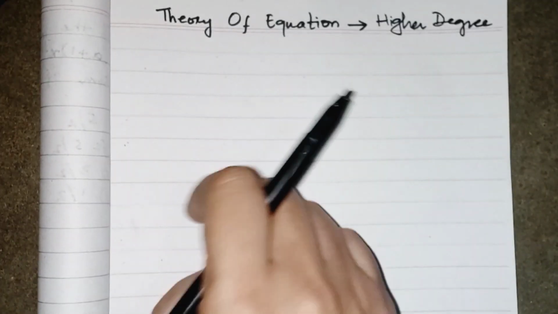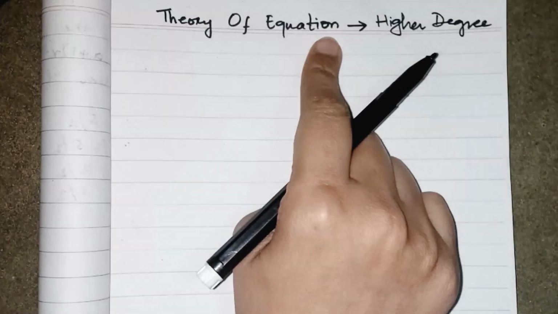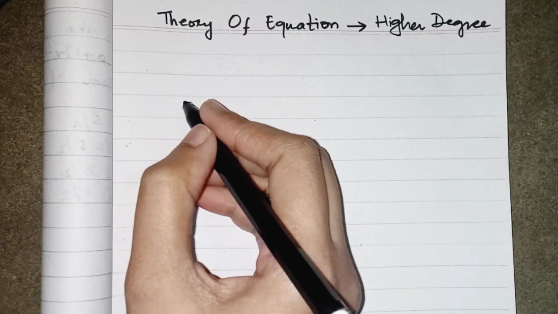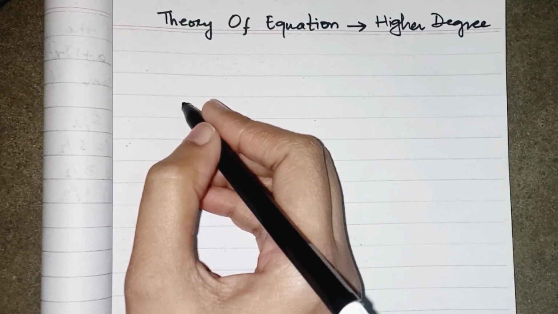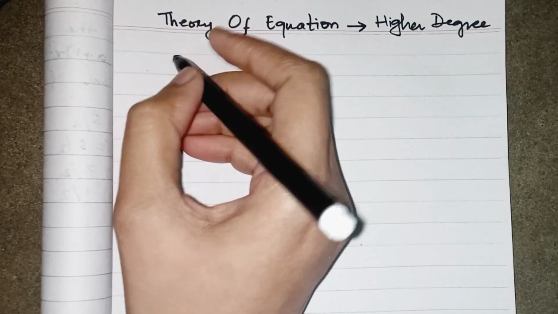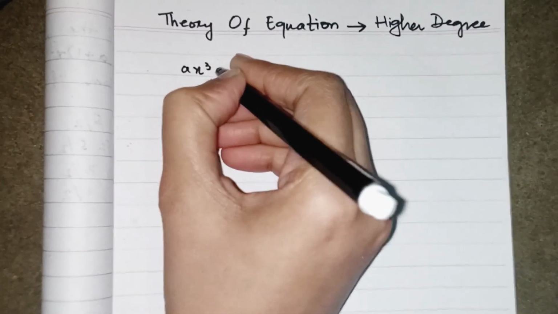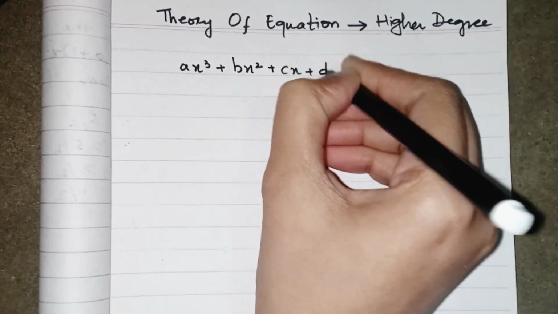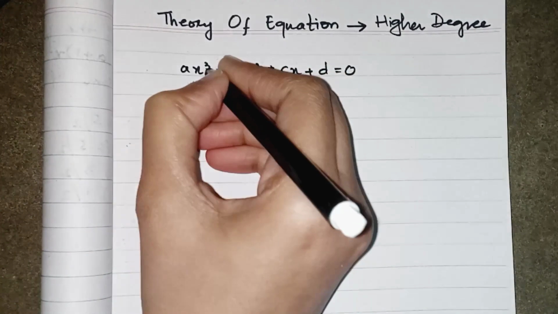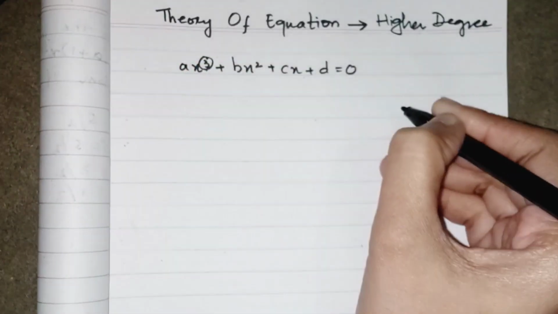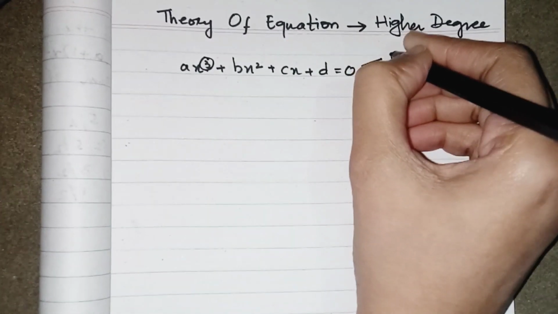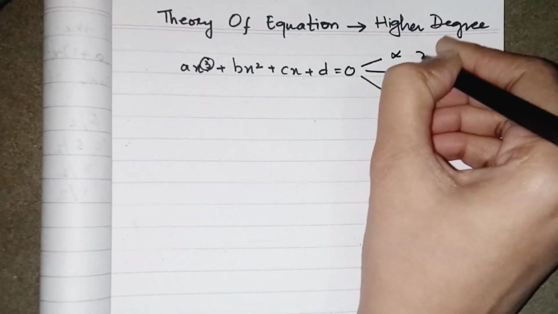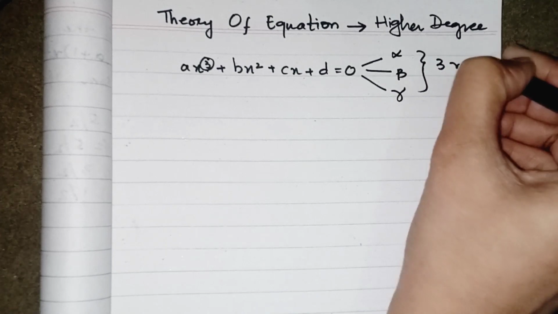Hello everyone. Now we have to learn about theory of equations, which means we have to move to higher degrees. Previously, we were discussing quadratic equations, which have highest power 2. Now, if our equation is ax^3 plus bx^2 plus cx plus d equals 0, it has a cube on x, which means it has three roots: alpha, beta, gamma.